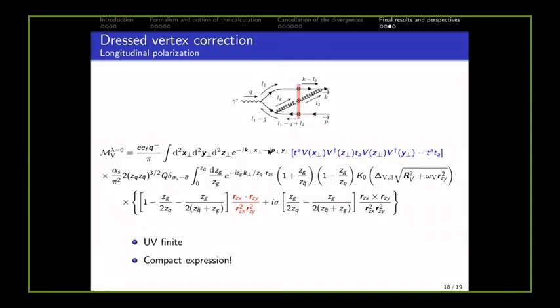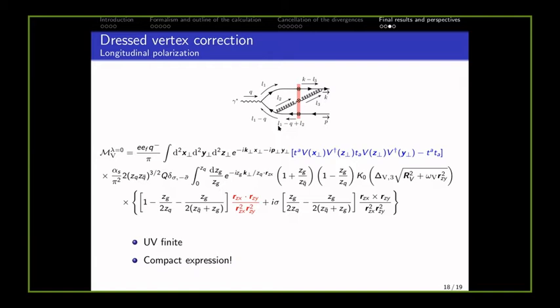By doing this kind of manipulation for each diagram, it's possible to extract, diagram per diagram, the slow gluon limit, meaning the divergence as z_g goes to zero. And it's kind of amazing that even though the expression we started with is complicated, we end up with a compact expression in the end.